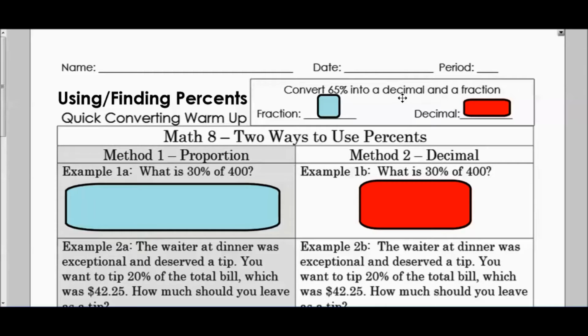We're going to go to the decimal first. We really just move the decimal place back 2 places. That's 0.65. That's as a decimal. You could also divide it by 100. That would give you that same decimal.